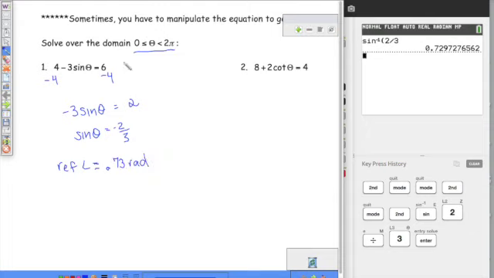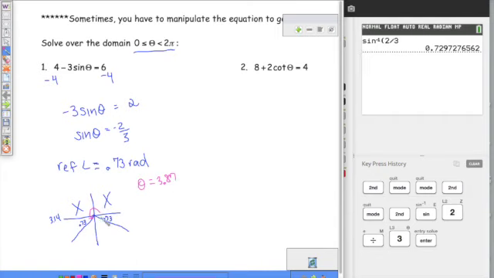And now I'm looking for an answer over the domain of 0 to 2 pi. So I need my answers to be between 0 and 2 pi, and it has to be in the quadrants where sine is negative. So I'm crossing out quadrants 1 and 2. So I need a reference angle of 0.73 in quadrant 3, and I need a reference angle of 0.73 in quadrant 4. Okay, so if this is 3.14, in quadrant 3 I'm looking for this angle. So 3.14 plus 0.73. I have my first answer.